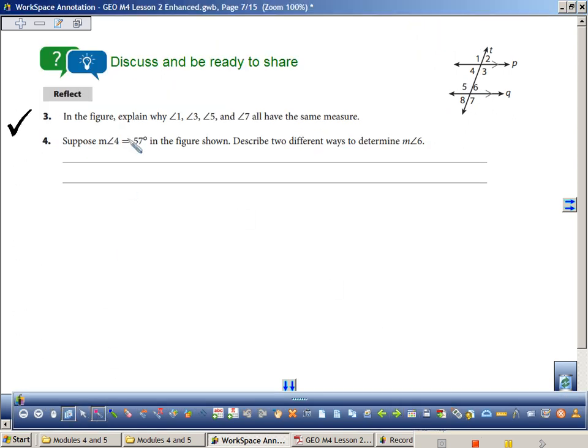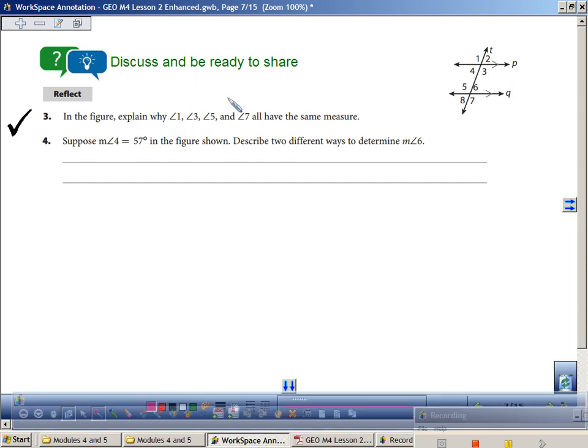All right, I don't really necessarily need you at 10 more minutes. Since I had to go over what the sub went over, or what you guys went over, instead of discussing, let's just go through this pretty quickly. So in the figure, explain why 1, 3, 5, and 7 all have the same measure.